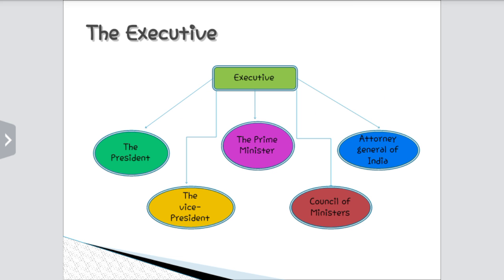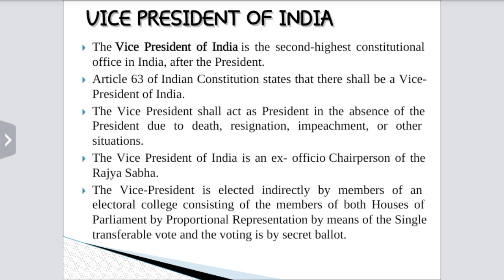Now let us also see the executive. The executive consists of the President, Vice President, Prime Minister, Council of Ministers, and Attorney General of India. Now we will look at the Vice President. The Vice President of India is the second highest constitutional office in India after the President.